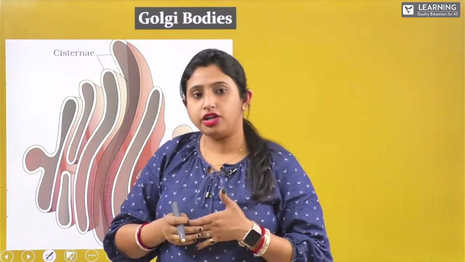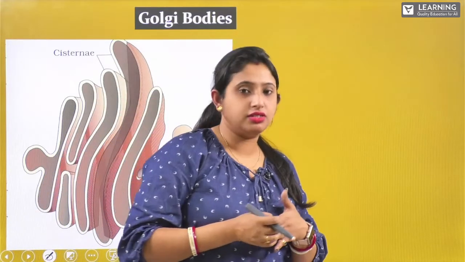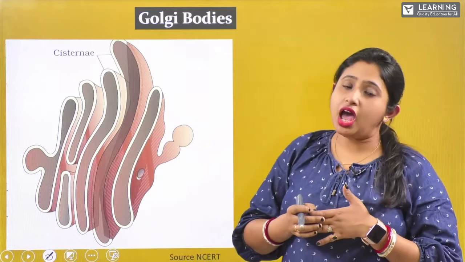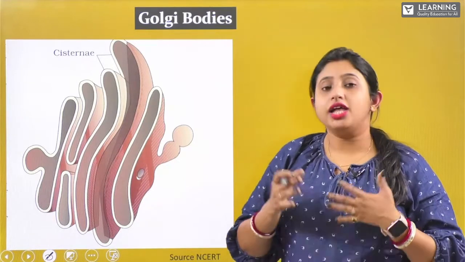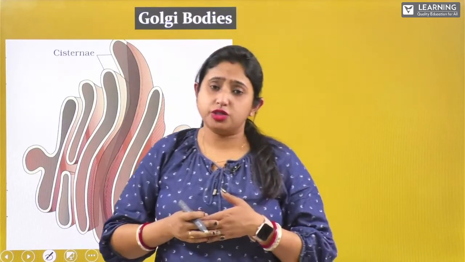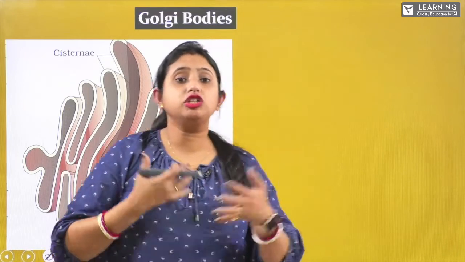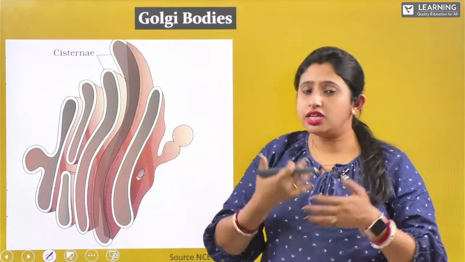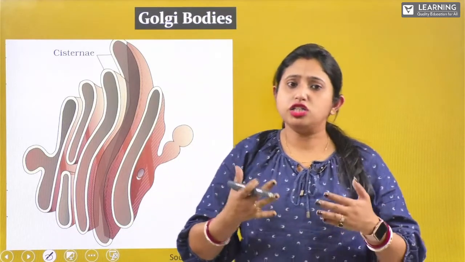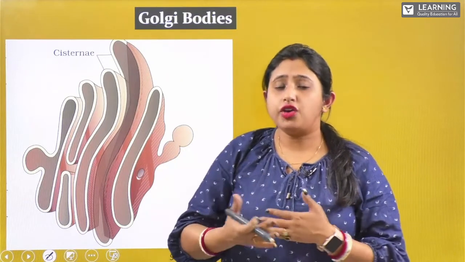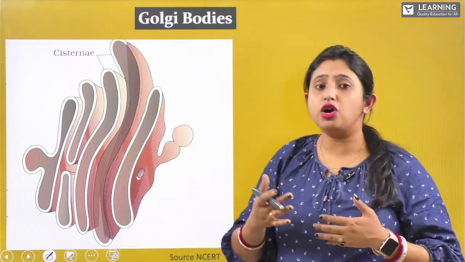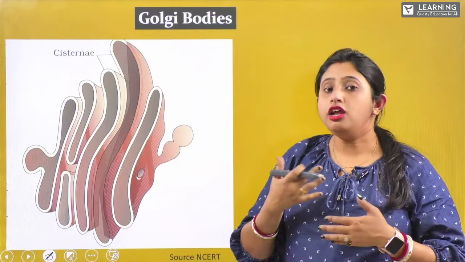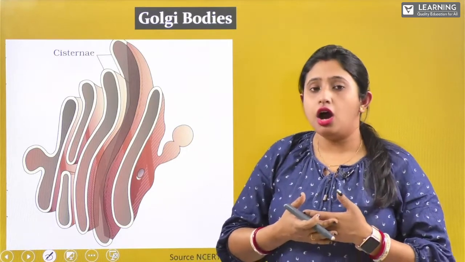So the Golgi body, as you have seen, is also present in the cytoplasm. It is scattered in the cytoplasm near the endoplasmic reticulum, and this Golgi body is basically responsible for what? Modification of the protein. As you have seen, the RER is synthesizing the protein, so the Golgi body modifies the protein.